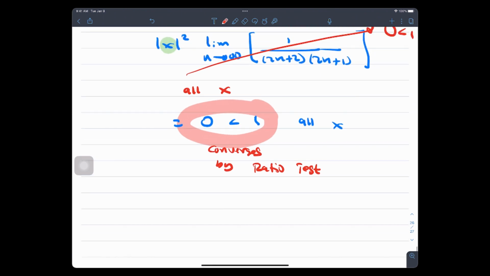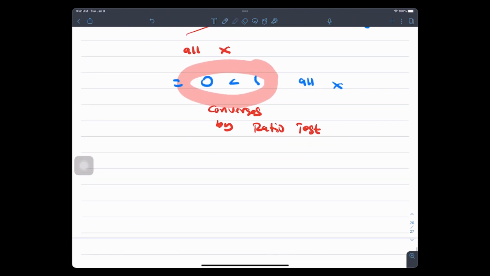So if it converges by the ratio test for all x, what do they mean by all x? That's every what? Every real number. And sometimes you see that this way: all real numbers. Okay, in interval notation.